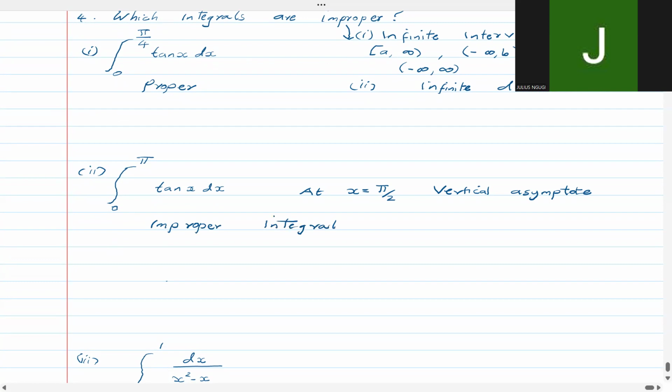And the reason is the second one here. Reason: infinite discontinuity.